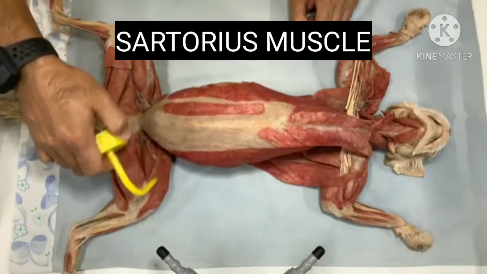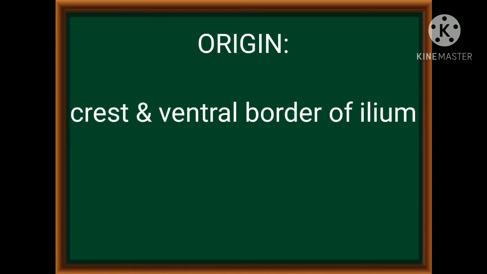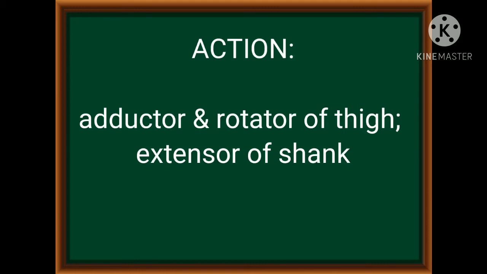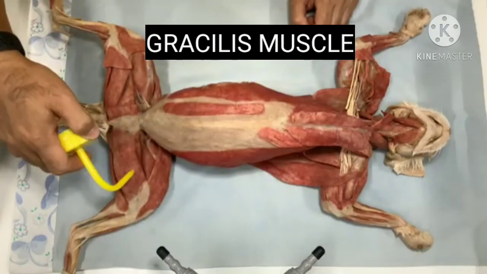Sartorius muscle and its OIA. Crest and ventral border of ilium. Proximal end of tibia and patella and fascia and ligaments between. Adductor and rotator of thigh and extensor of shank.